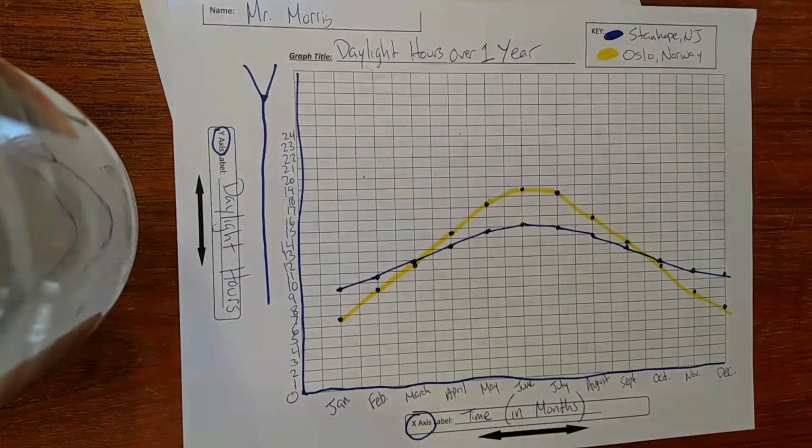All right, if you are done with your graph, good job, congratulations. You have shown us the amount of daylight hours in 2 different cities in the world.